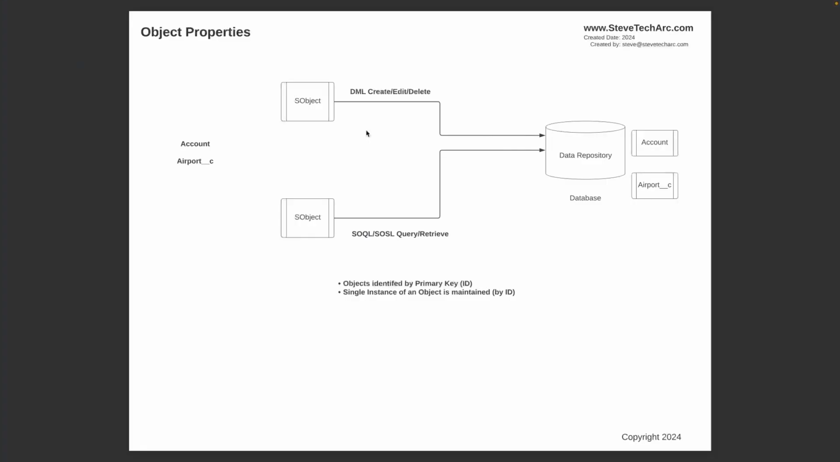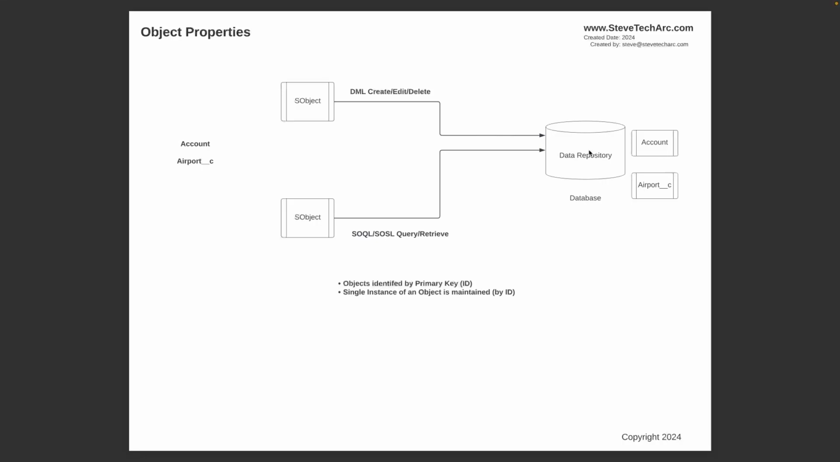So here are the object properties. When we say SObject, Salesforce has a number of standard objects, and it allows us to create custom objects. And these custom objects are also based on the SObject paradigm. Salesforce has its own database or data repository, and it maintains separate tables for your SObjects, your standard ones that come with Salesforce out of the box, or the custom ones that you either create or are created through an AppExchange package that you install.